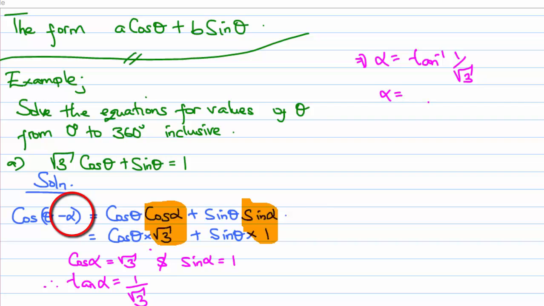When you press that on your calculator, you're going to get the value of alpha as 30 degrees. So we have gotten the value of alpha that we are going to replace right there.